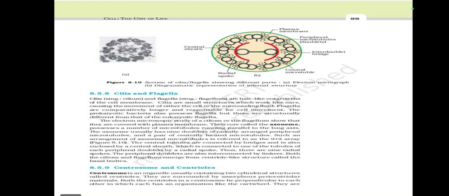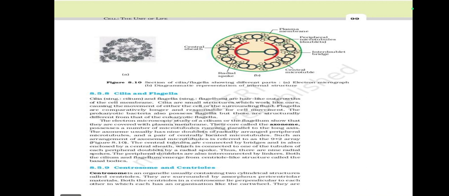Both the cilium and flagellum emerge from centriole-like structures called basal bodies. Centrosome and centrioles. Centrosome is an organelle usually containing two cylindrical structures called centrioles. They are surrounded by amorphous pericentriolar material. Both the centrioles in a centrosome lie perpendicular to each other.